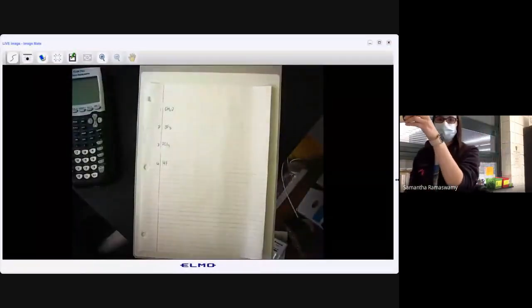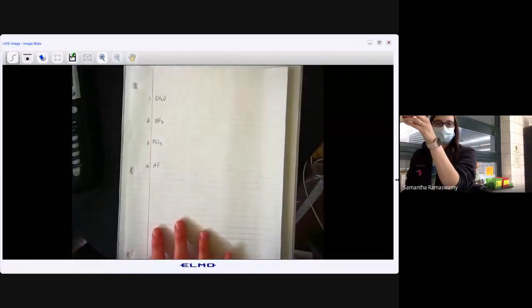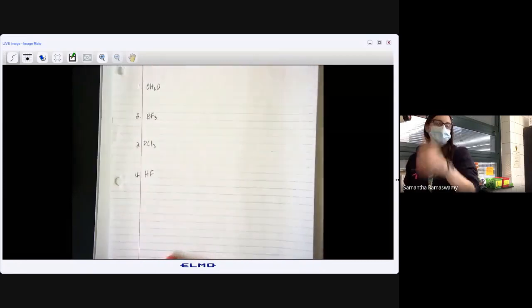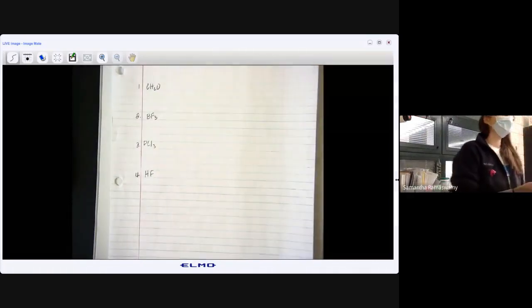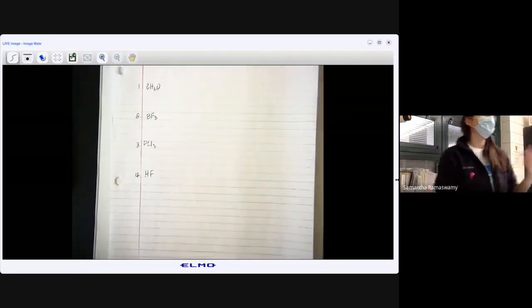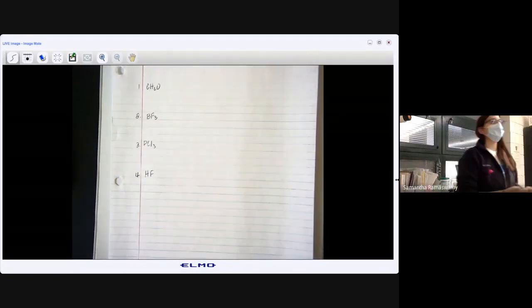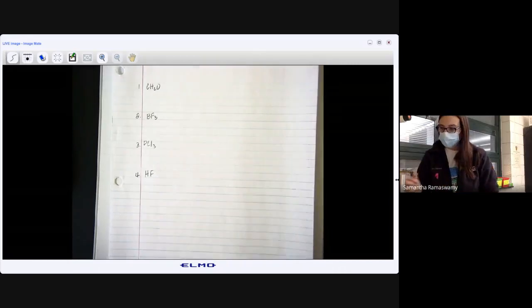Okay, so for the do now, we just had these four. We're trying to figure out what all of the different intermolecular forces are. So start by drawing the Lewis structure if you're not sure. So CH2O, for example, the Lewis structure might not quite be what we expect.